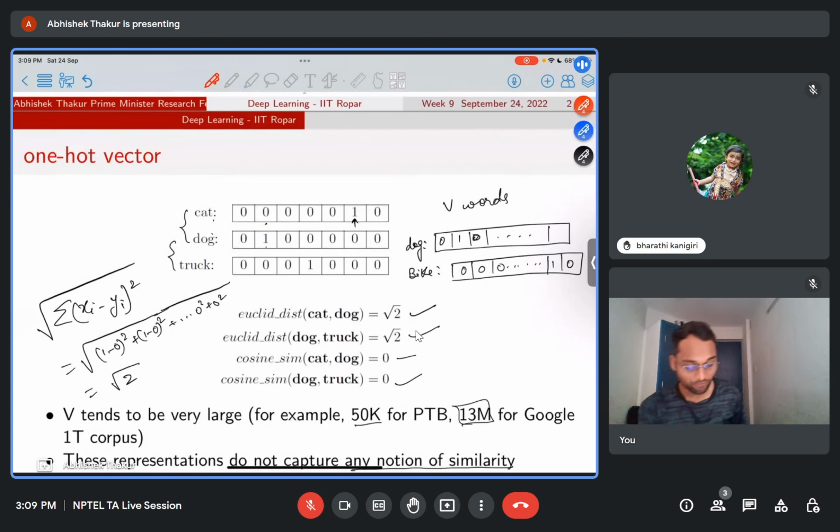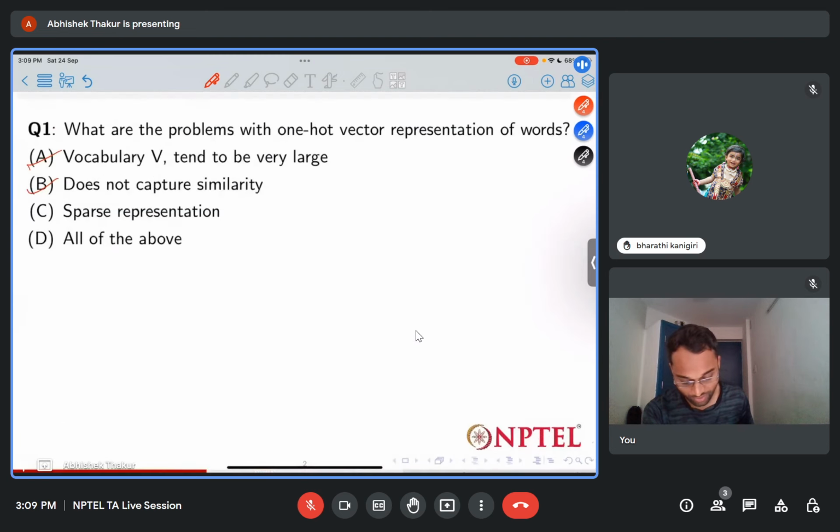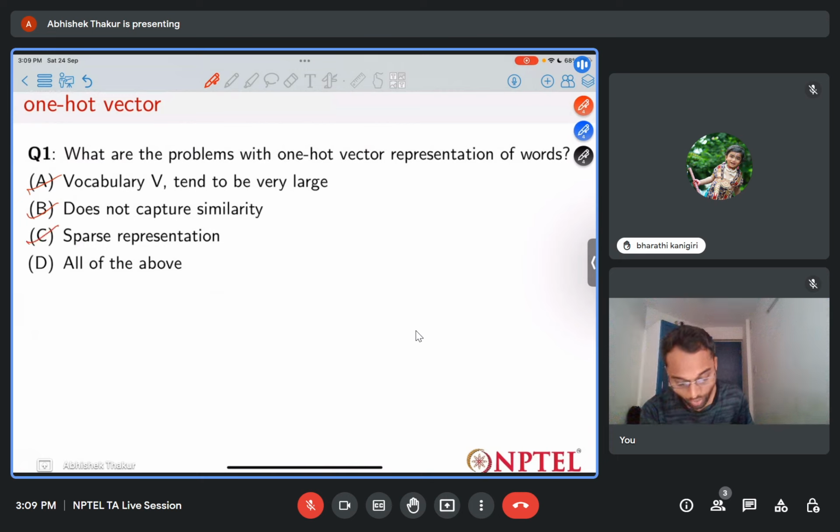Yes, you can see that for a simple word, we have to represent it with a V-size vector, and it is just a sparse representation of a word. So all the above options are correct. So option D is the correct option for the first question.